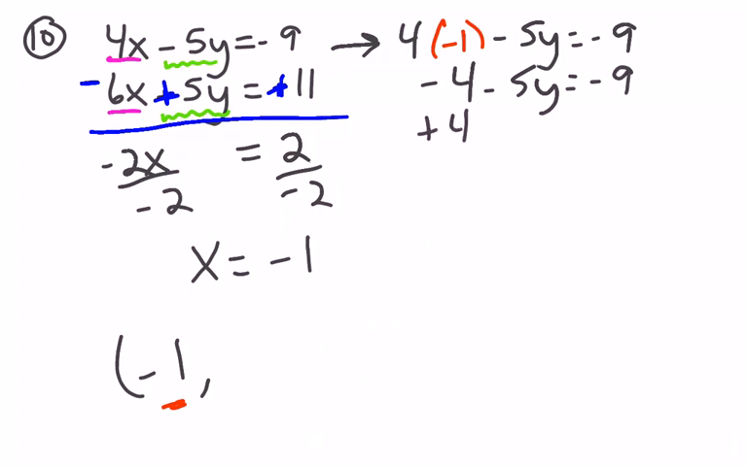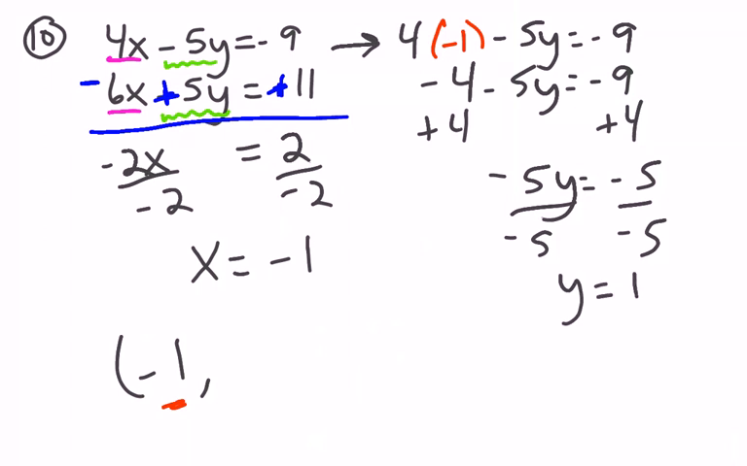Two-step, add 4. So negative 5y equals negative 5. And divide by negative 5 on both sides. So I get that y equals positive 1. And that's all we got.